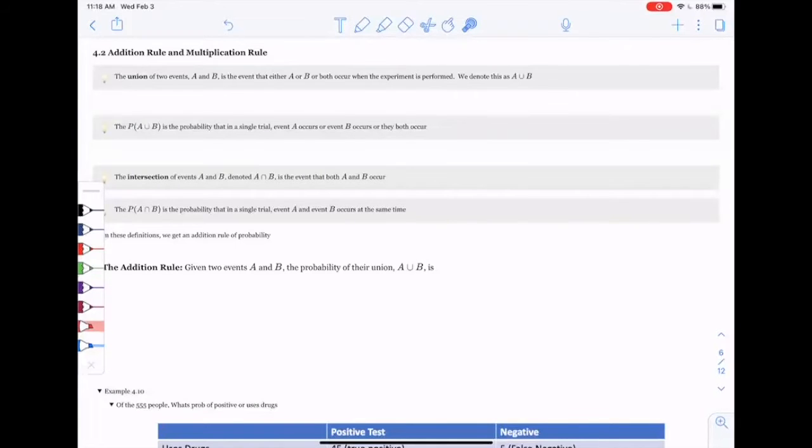Hello. In this video, we're going to talk about the addition multiplication rule and introduce a little bit more about complements. First, we need to talk about how we can combine two events.